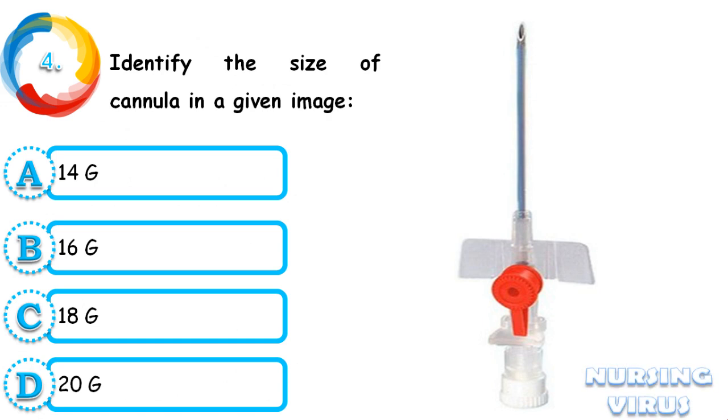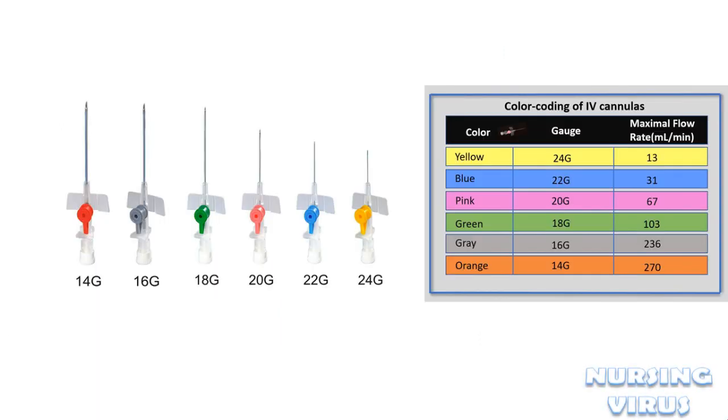And the fourth image, identify the size of the cannula in the given image. 14 gauge, 16 gauge, 18 gauge, and 20 gauge. Here the correct option is 14 gauge. Here we'll see the rationale. Different sizes of venflons or IV cannulas are given. Based on the image, the orange color is size 14, and the maximum flow rate is 270 ml per minute.